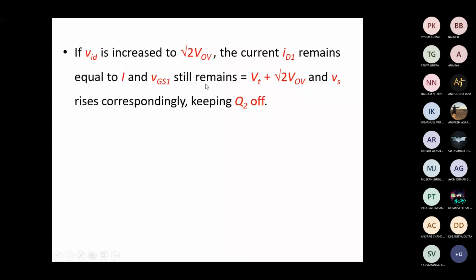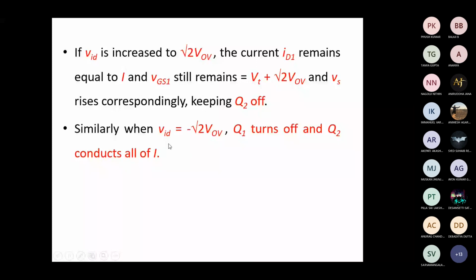This is for the first case. Similarly, for the negative case, VID will be minus root 2 times VOV. This is the minimum value. Q1 will be off and Q2 will conduct all the current. So this is the total range. We can write it like this: VID lies in the range minus root 2 VOV to plus root 2 times VOV. This is the total range, so you mention this range of VID.